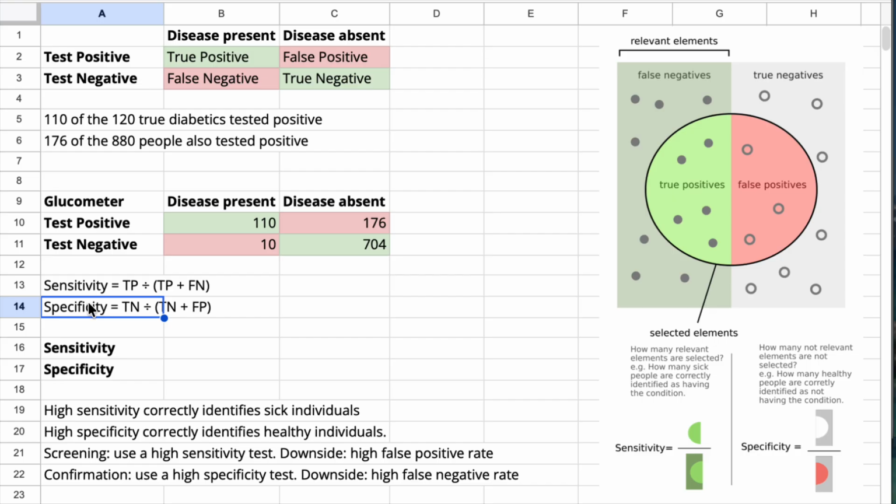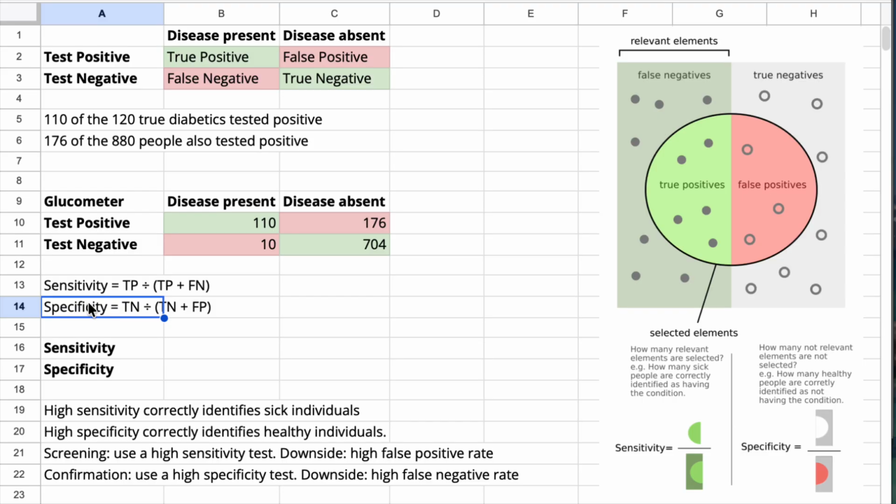When we're wanting to rule out a disease, we want a high specificity. So usually we'll lead with a high sensitivity test in screening, and then those who are identified as having the condition or disease are sent to get further testing with a test that has high specificity. So let me show you how we calculate these.